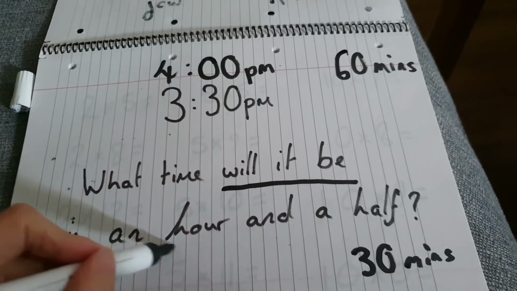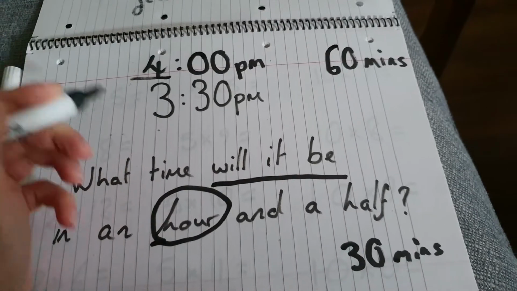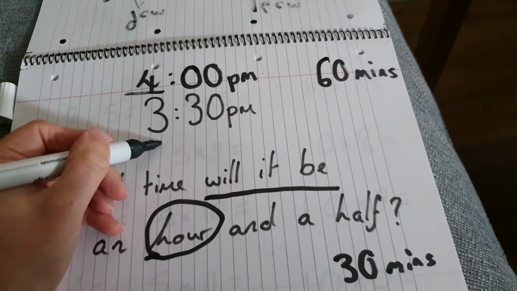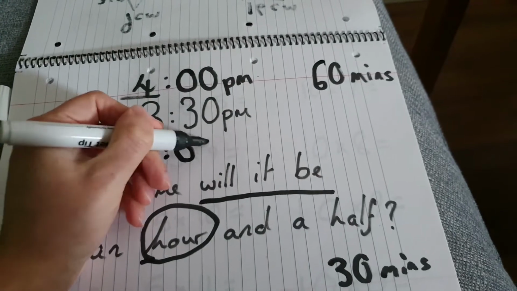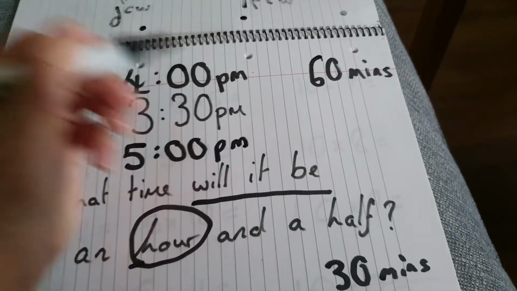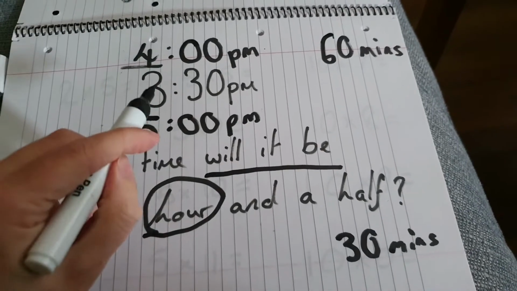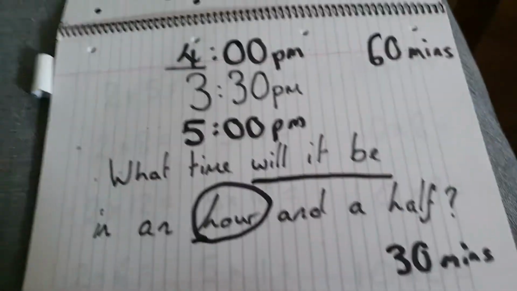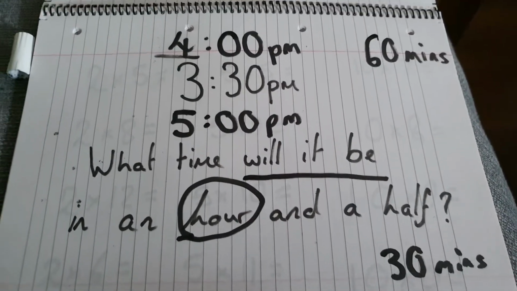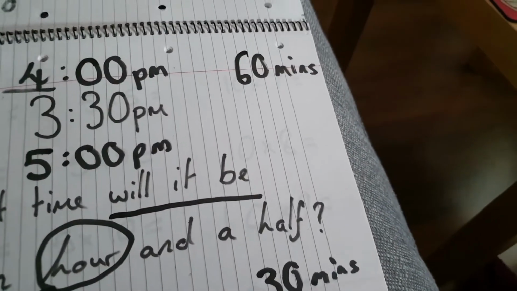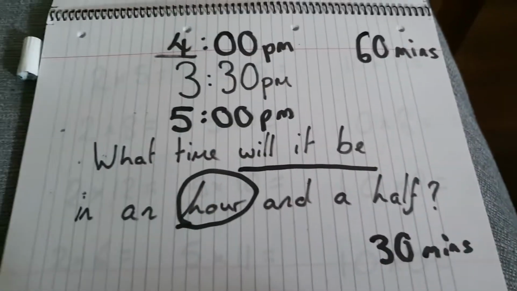And now all I have to do is add 1 more hour to the 4. What's 4 add 1? 5. 5 p.m. So what time will it be in an hour and a half? From 3:30, it will be 5 p.m. If you got that right, well done. And if you knew that there was 60 minutes in 1 hour and 30 minutes in half an hour, well done again.